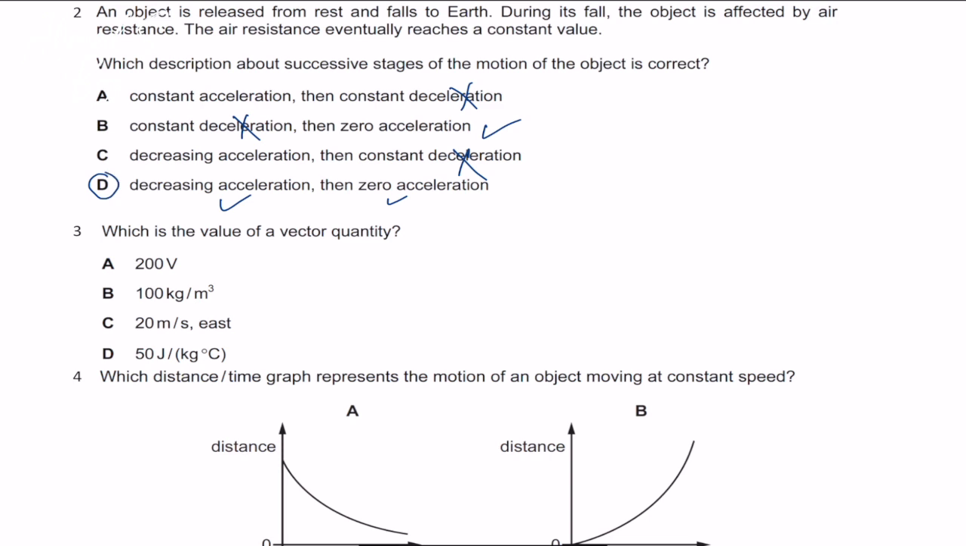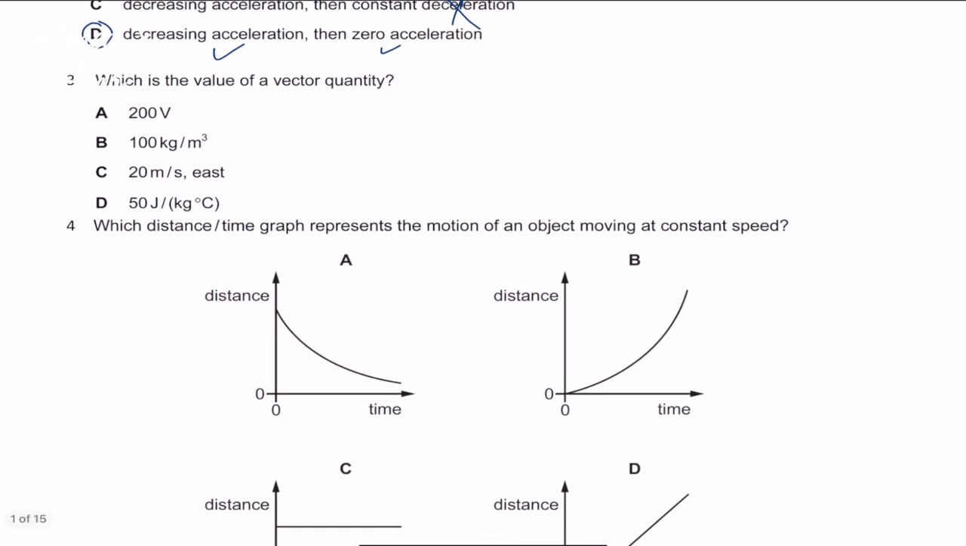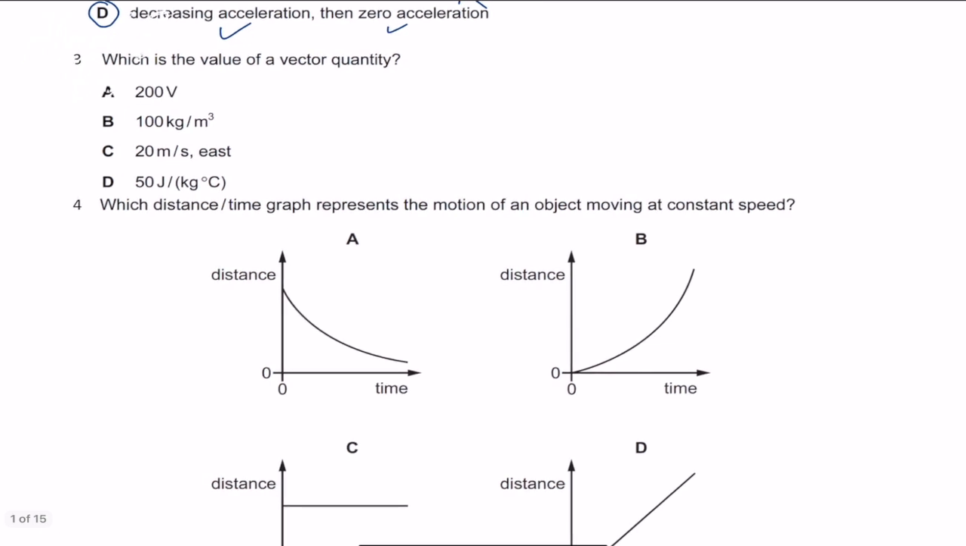In question 3, which is the value of a vector quantity? Vector here means it has a direction. So I'm going to write here C, 20 meters per second, and here is the direction. It means it has a direction, and also it means it is a vector quantity.